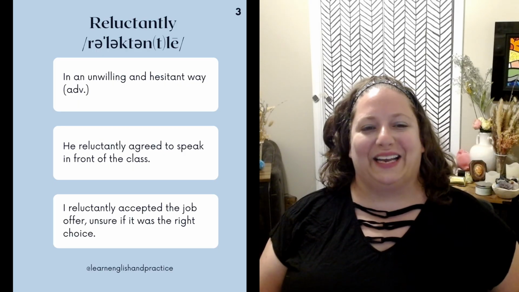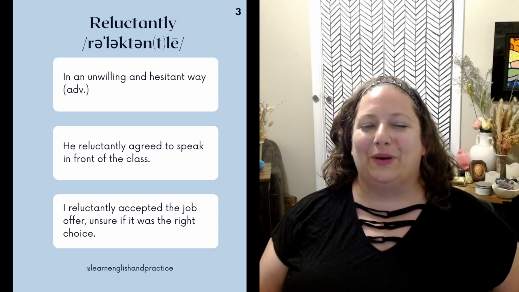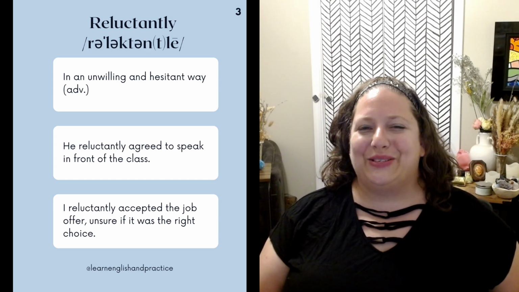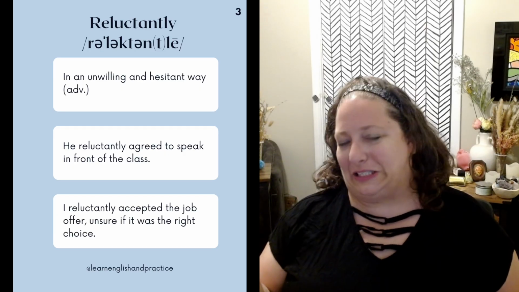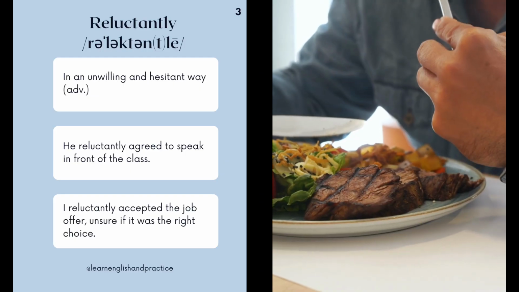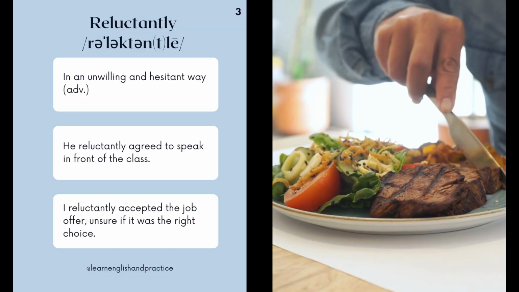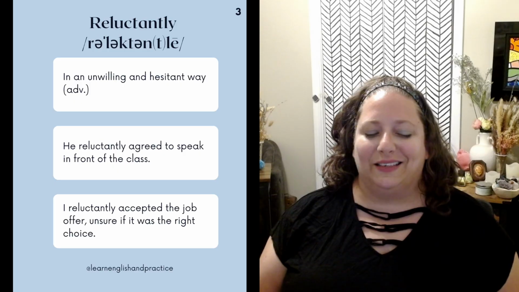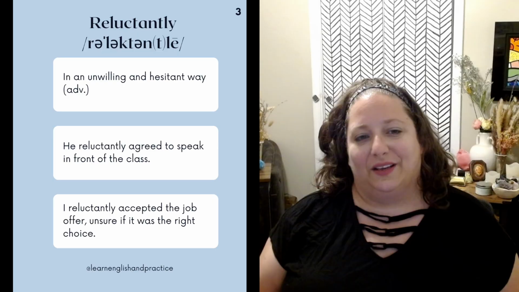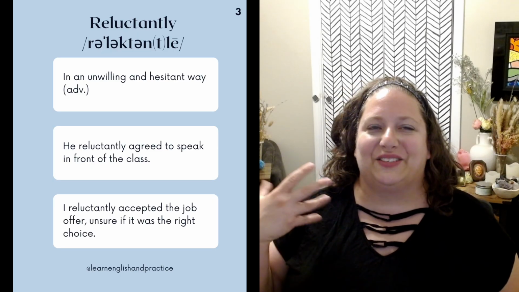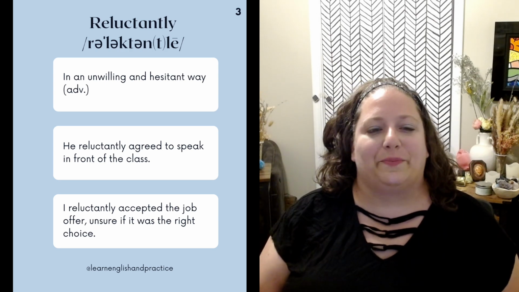Reluctantly. This means in an unwilling and hesitant way, as an adverb. So when someone does something reluctantly, they're doing it with hesitation, doing it even though they don't really want to. So if I'm at dinner with a friend, I might ask them, hey, can I try some of your food? They might say, yeah, okay, but they're saying it reluctantly. They don't actually want to share their food. So when someone is doing something but they don't really want to, you can say they're doing it reluctantly.